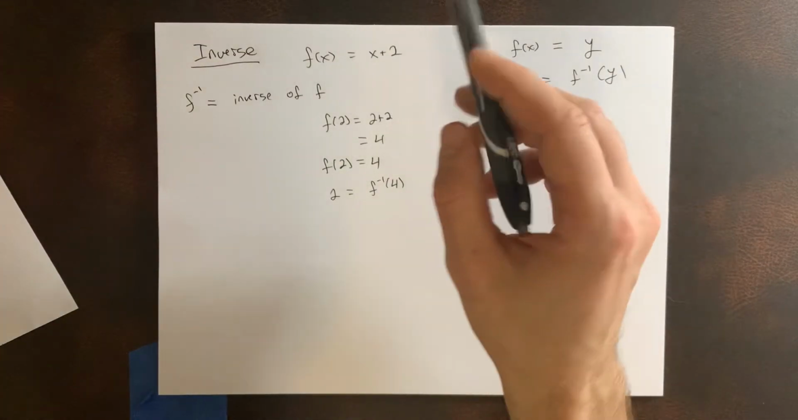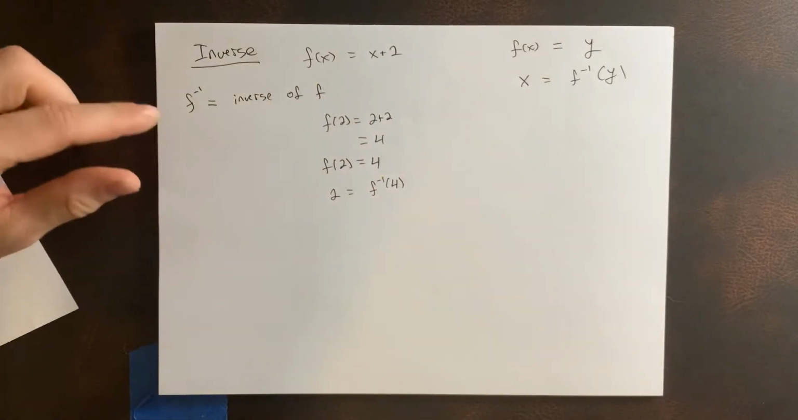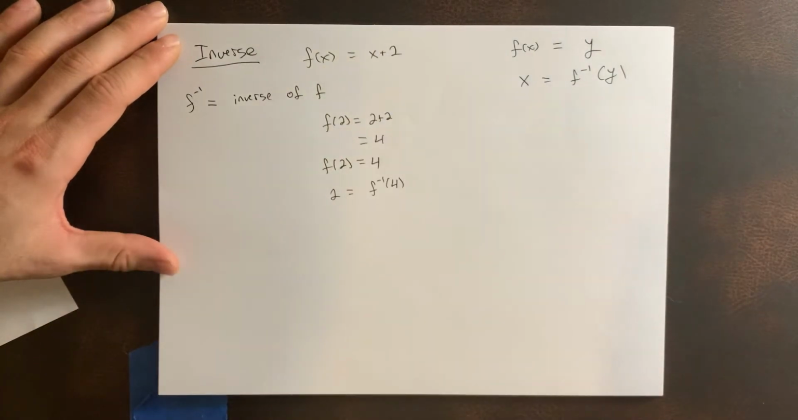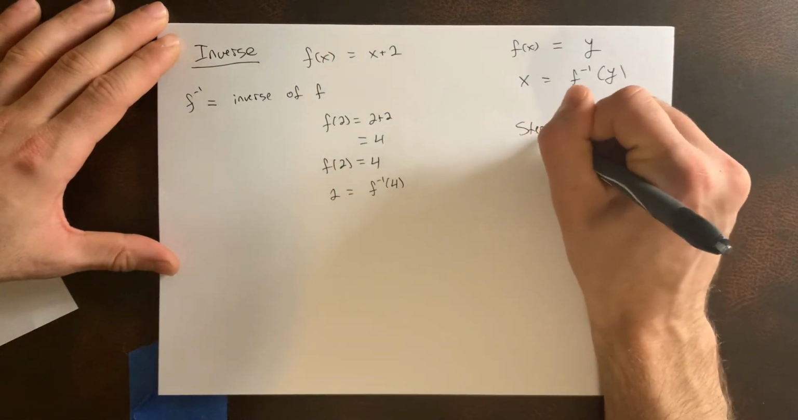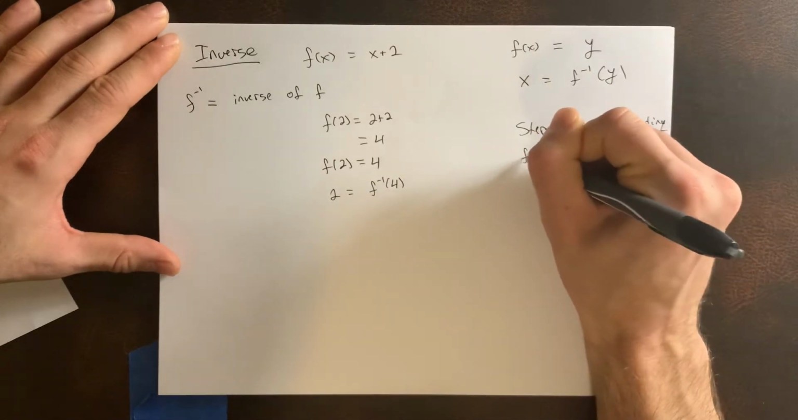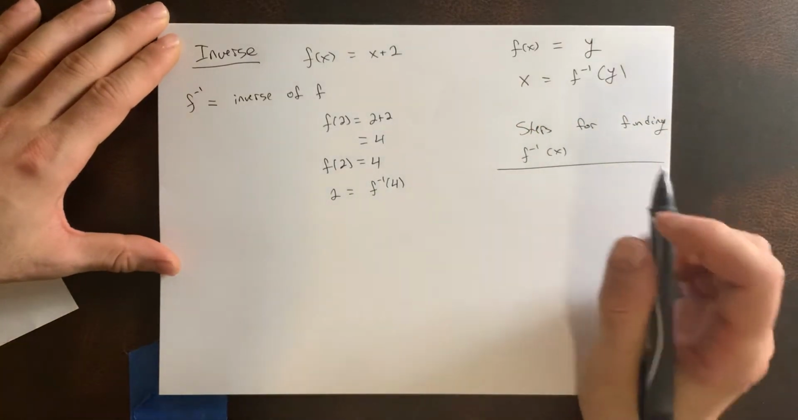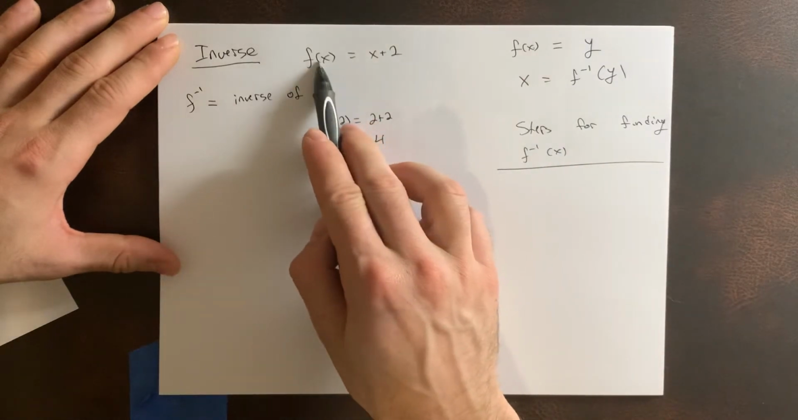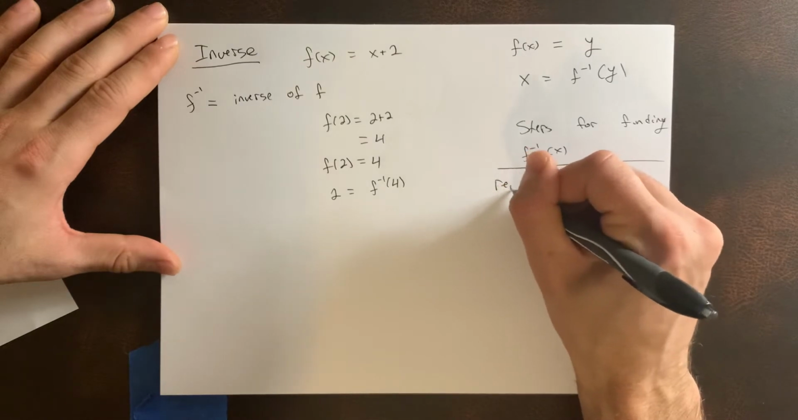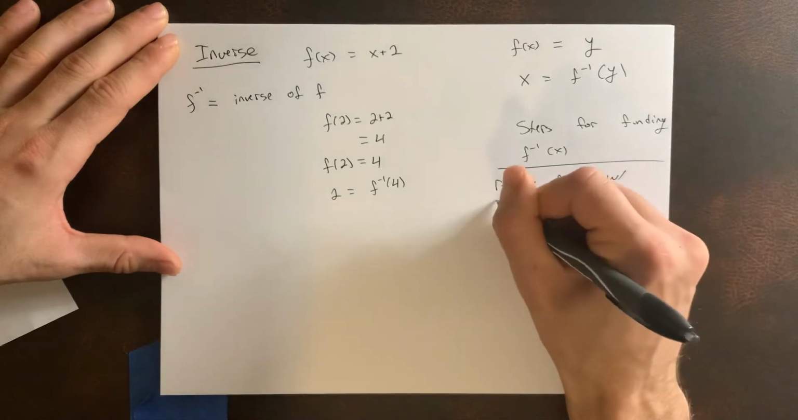There's going to be one way in particular of finding the inverse. So let's write the steps off to the side and figure out how to find it for this function right here. The steps for finding f inverse of x. The first thing that we're going to do is, we're given a problem. It's usually just f of x equals x plus 2, find the inverse. So the first thing we want to do is replace f of x with the letter y.